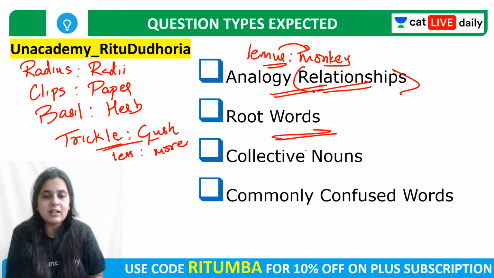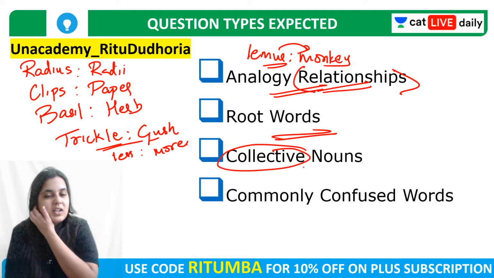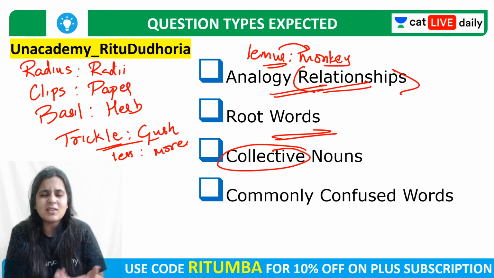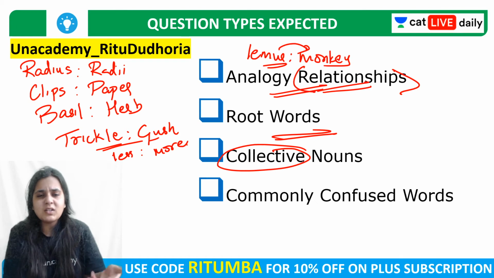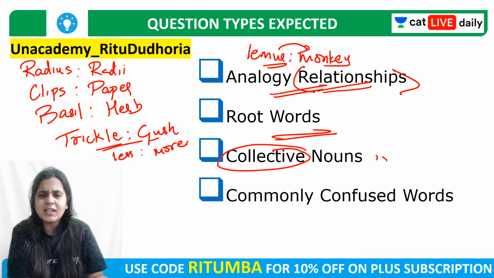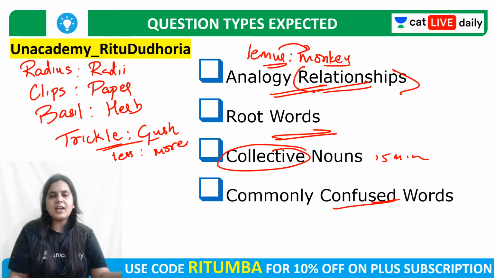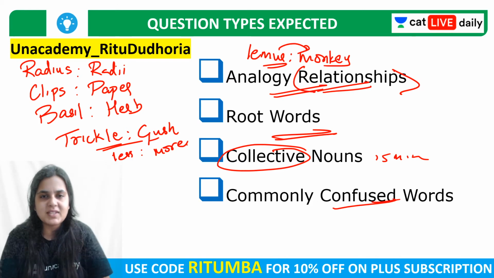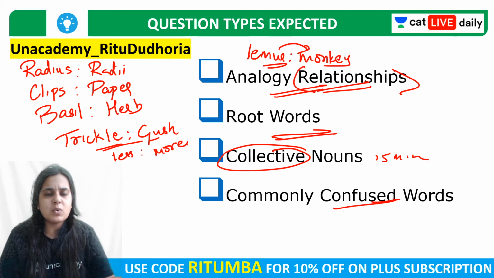Root words revise kar lena. Collective nouns, common collective nouns, just acquire. Simple wale, guys, not difficult. Okay, even if you decide to skip this because you're focusing mainly on LR and quant as well, it's okay, because very basic types of collective nouns are asked, but this will hardly take a time of 15 minutes. Commonly confused words, जैसे मैंने बताया था आपको, near, nearby, beside, besides, very, so, etc.